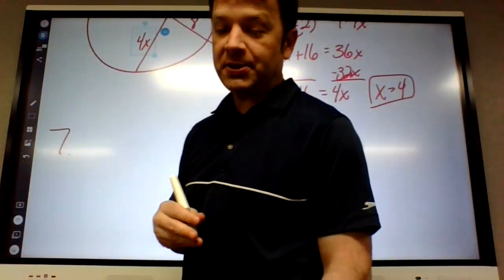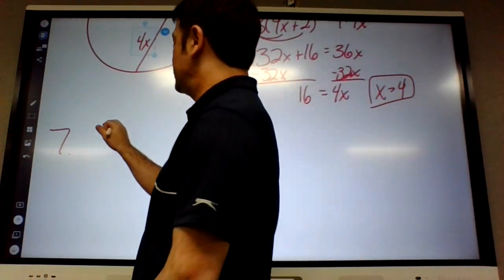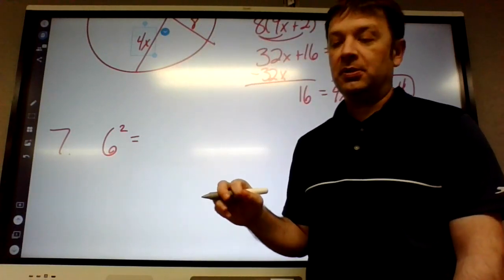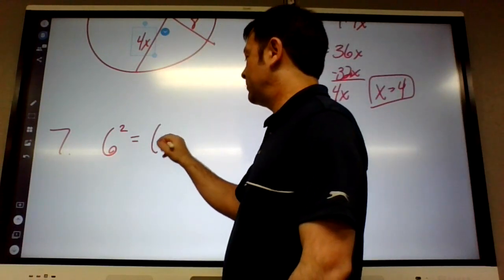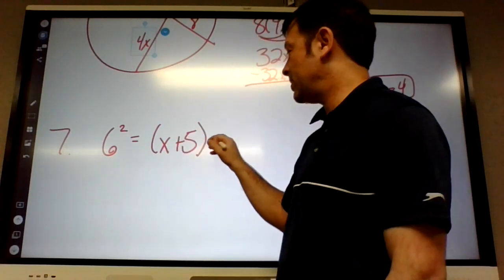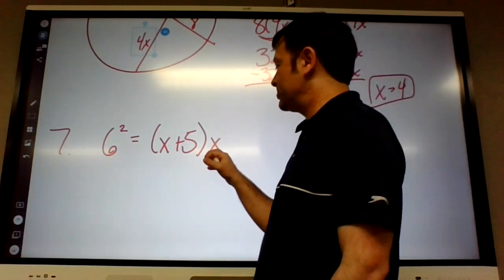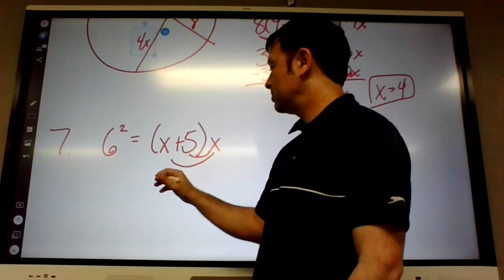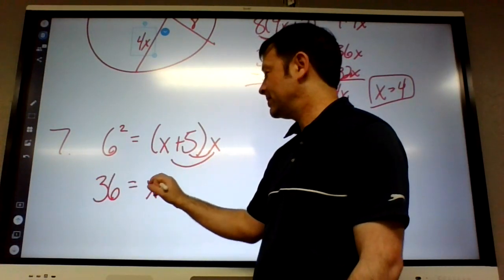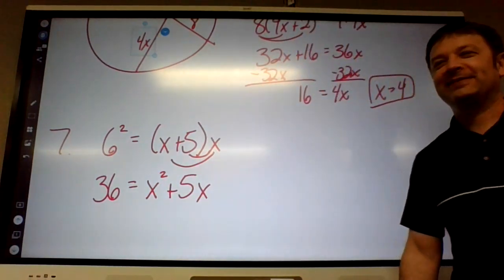Okay, tell me how to set up number 7. It's a lot like number 1, right? 6 times 6 equals x plus 5 times x. Okay, this one is a little bit different than 1 because what's going to happen here? You're going to get x squared.